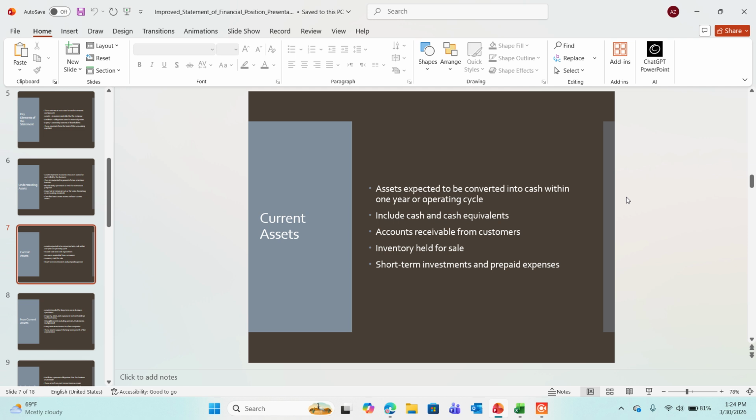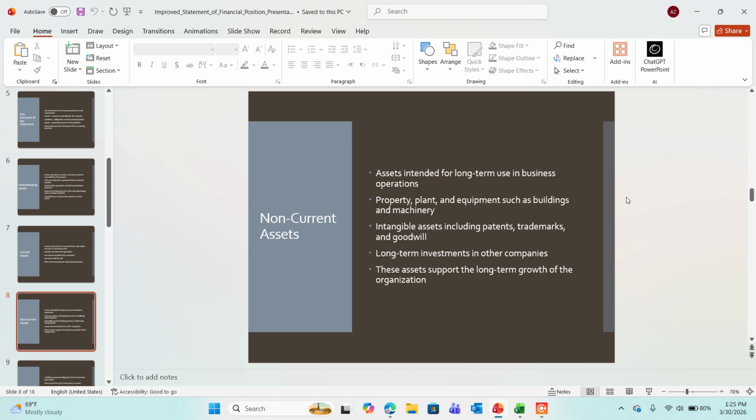Current assets. Current assets are the short-term resources expected to be converted into cash within 1 year. They are crucial for daily business operations and liquidity. Key examples: cash, for immediate liquidity; accounts receivable, money owed by customers; inventory, goods available for sale. Efficient management of current assets ensures smooth business operations. Also short-term investments and prepaid expenses.